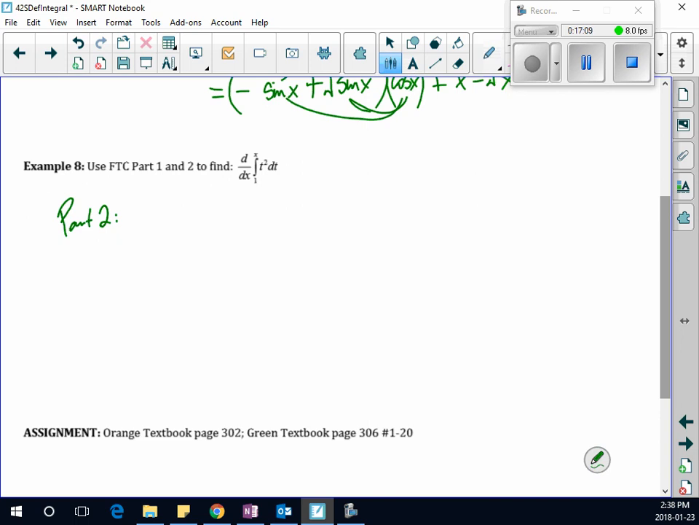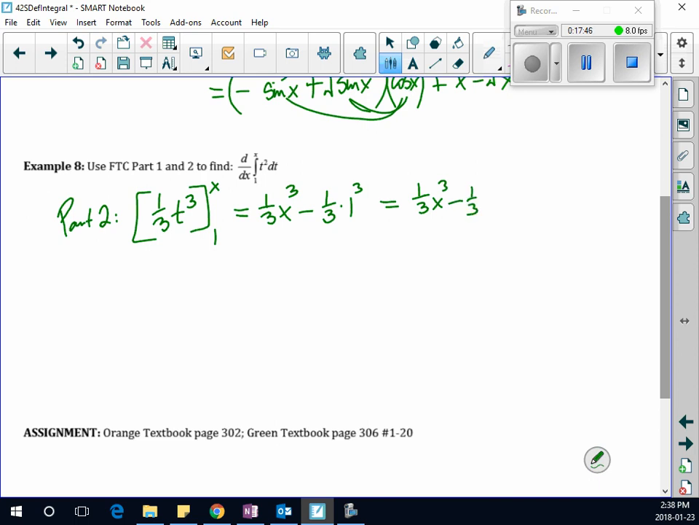Okay, so part 2 says you find the antiderivative. So the antiderivative of t squared is 1 over 3 t cubed, yes? From 1 to x. Does everybody know what I'm doing here? So now we're going to plug it in. So we get 1/3 x cubed minus 1/3 times 1 cubed. Are we good so far? So we get 1/3 x cubed minus 1/3.